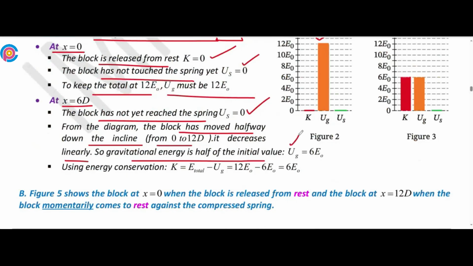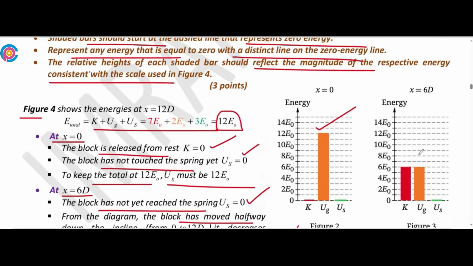So we can conclude gravitational potential energy is half, 6 E naught. So we can calculate using the energy conservation. What is the kinetic energy at the moment? Total is 12 E naught, potential energy 6 E naught, so the remaining kinetic is 6 E naught. So we have 6 E naught, both kinetic plus gravitational potential energy. Spring has zero energy at this moment.